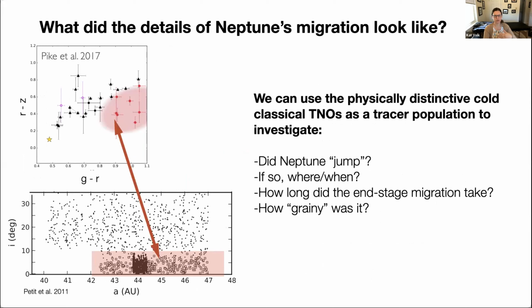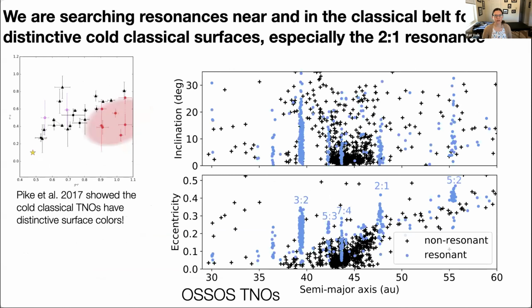So including Neptune jumping, Neptune having grainy migration, different timescales, and look at how the resonances interact with this cold classical population that we think formed in situ and therefore would have been there at the start of planet migration. And where do the objects from this physically distinctive population end up in the TNO population, and can we find them in the observed population?